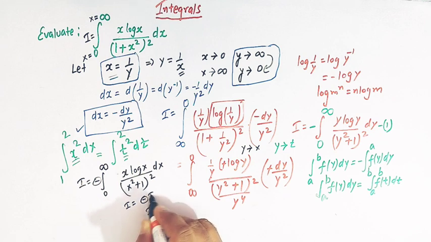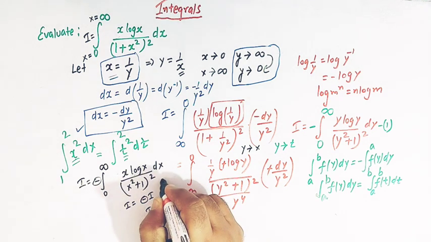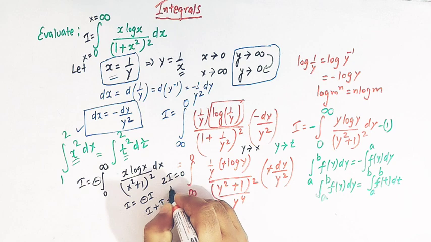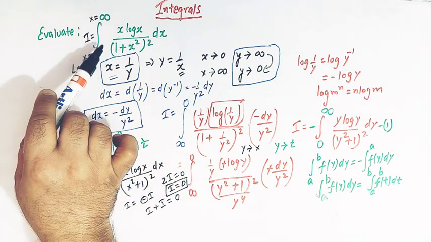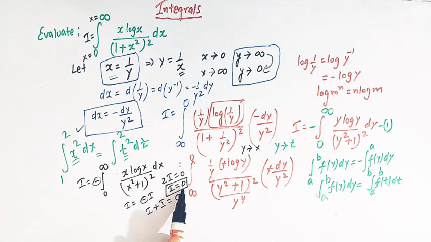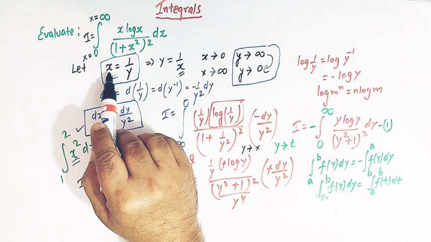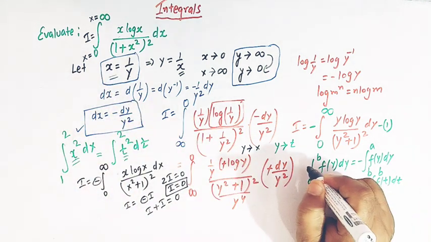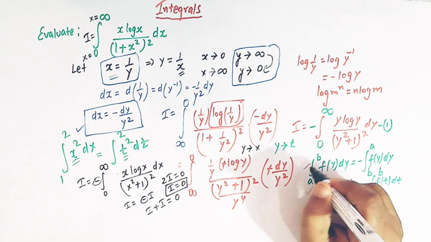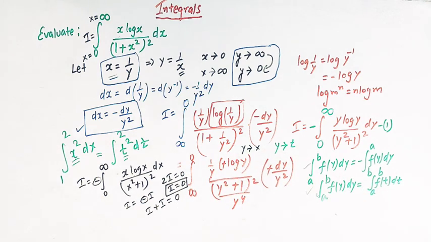So taking this I to the left hand side, we have I plus I is equal to 0. So 2I is equal to 0. So I is equal to 0, right? So the value of this integral is equal to 0, right? So this is how these type of important integrals can be solved by making this substitution, and then by using these type of properties of definite integrals.